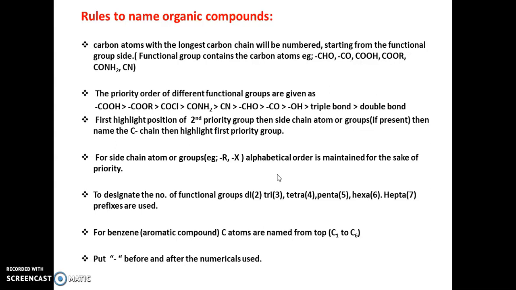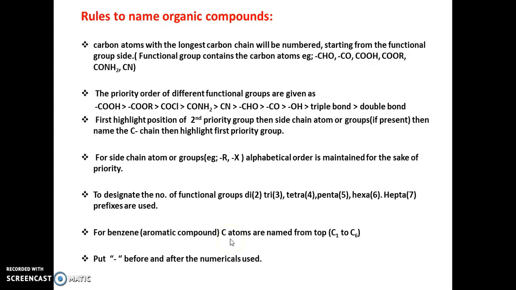Now the fifth point is to designate the number of functional groups. Suppose there are two methyl groups, or two chlorine atoms, or two aldehyde groups present. In that case, what prefixes do we have to use? If there are two functional groups, side chain groups or side chain atoms, then di. If it is 3, then tri. If it is 4, then tetra. 5 is penta, 6 hexa, and hepta for 7. These prefixes are used. Clear?